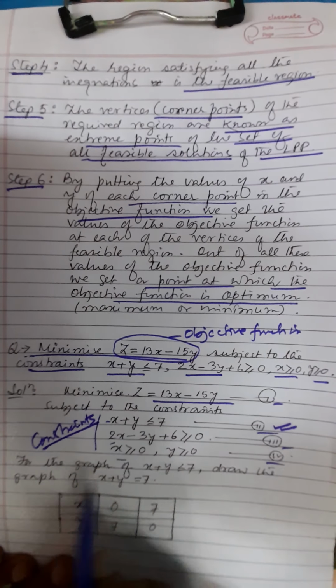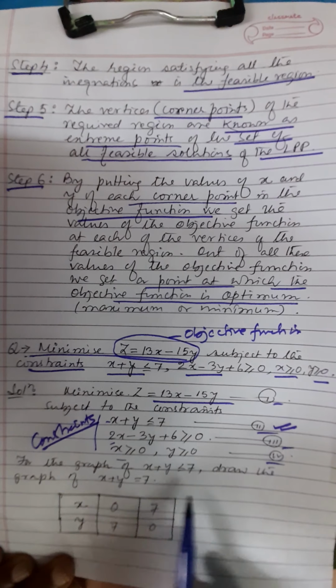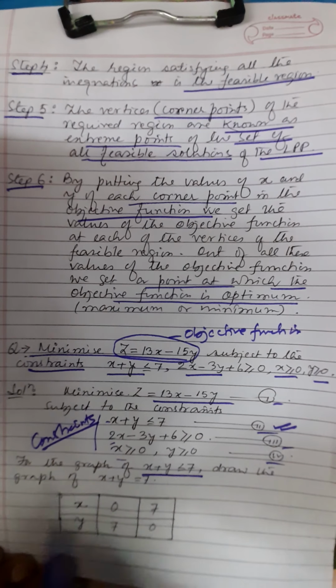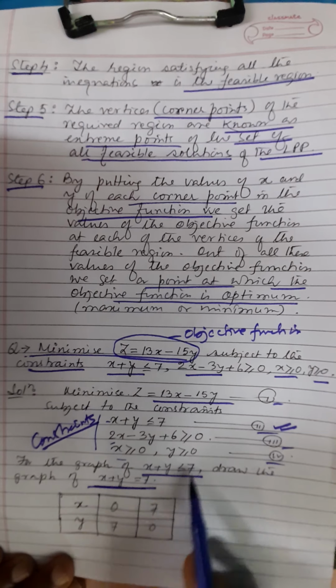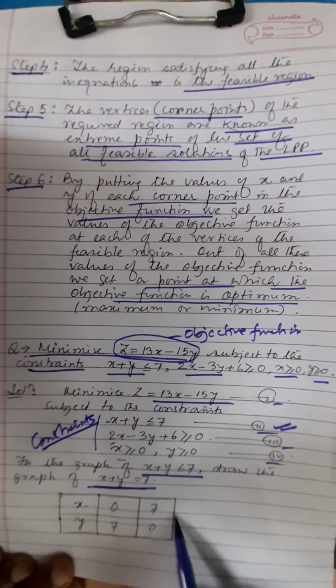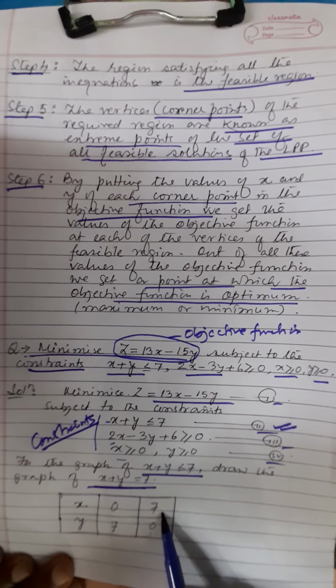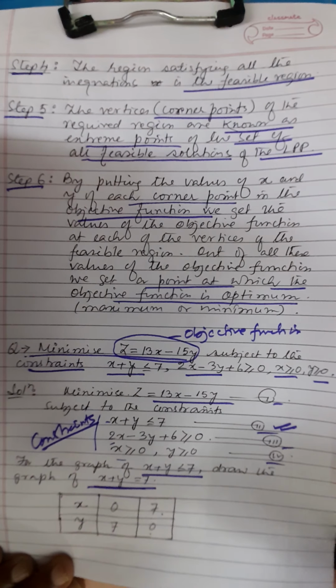Okay, x plus y less than or equal to 7. So for the graph of this, we will draw the graph of x plus y is equal to 7. We are taking the inequation into equation, and we have to make the table. When x is equal to 0, y is equal to 7. When y is equal to 0, x is equal to 7. Easy to find out the values of x and y.